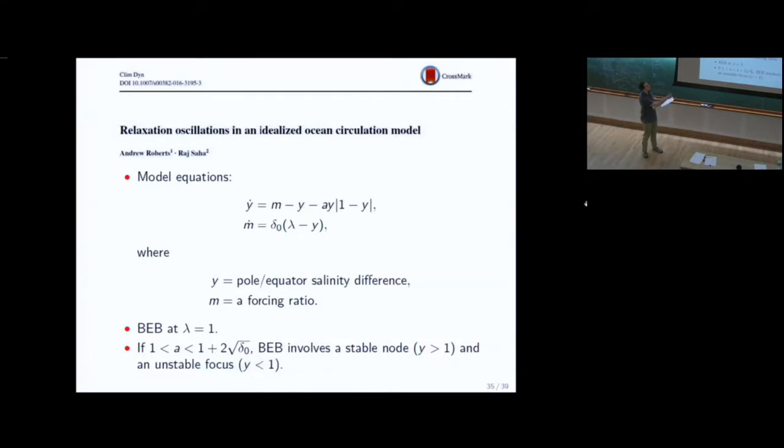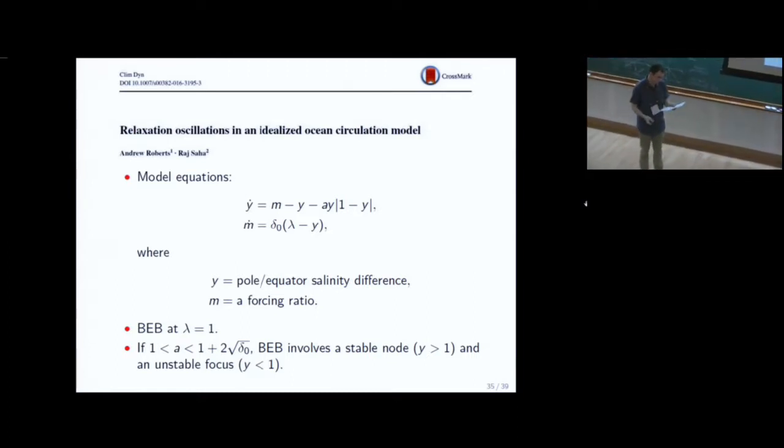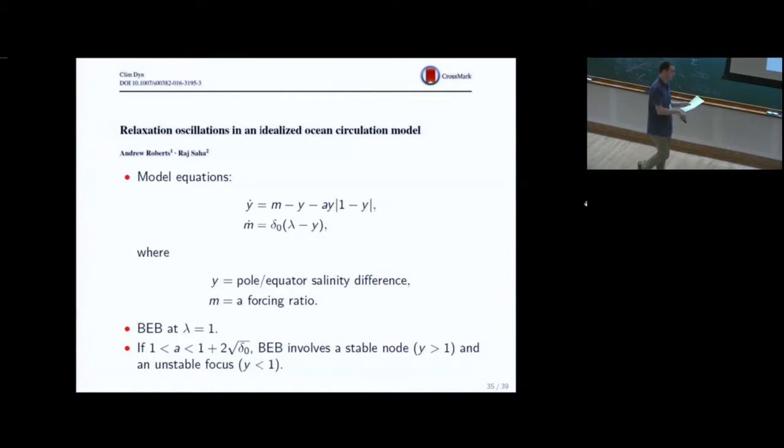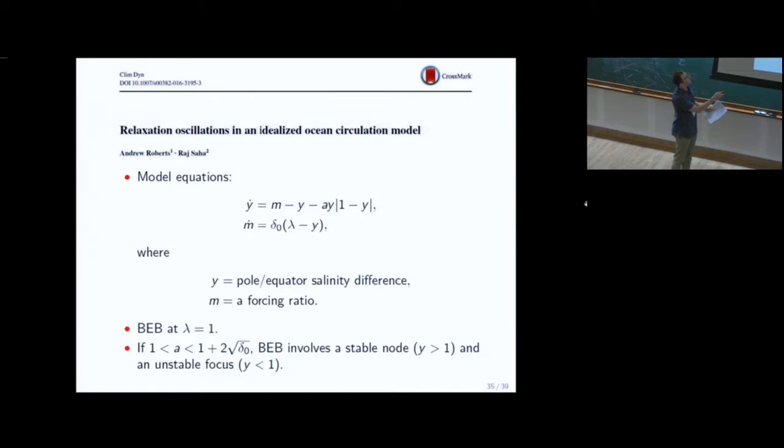The model is piecewise smooth. You've got the absolute value there. It's piecewise smooth because the model assumes that the motion depends only on the magnitude of the circulation, not on the direction of rotation. It's just a two-dimensional ODE system, continuous but non-differentiable. So that's the sort of system we've been considering. The parameters are A, delta naught, and lambda. This system has a boundary equilibrium bifurcation at lambda equals 1.